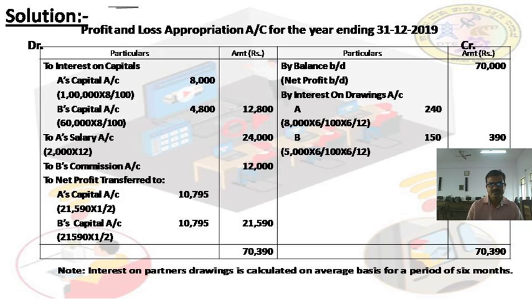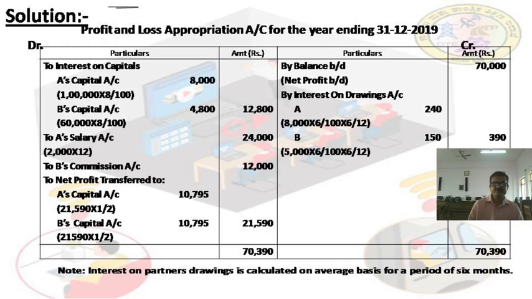B's interest on capital. B has contributed 60,000. Rate of interest on capital is the same 8%. 60,000 multiplied by 8 divided by 100. So we arrived at the figure 4,800. Now total the interest on capital and write it in the outer column. So that is 8,000 plus 4,800, it comes to 12,800.